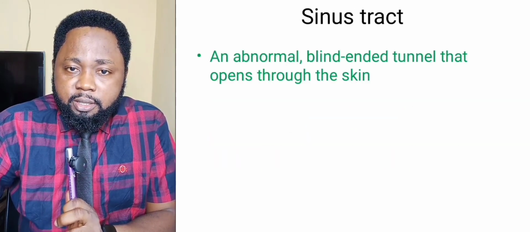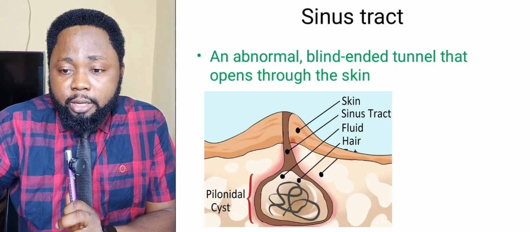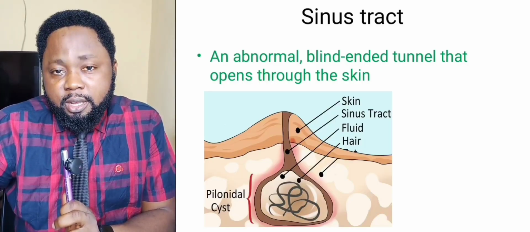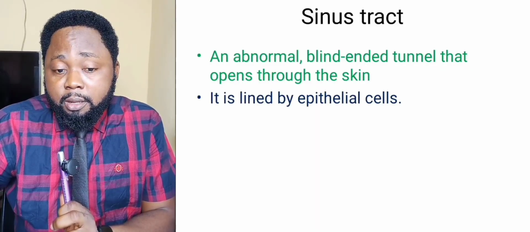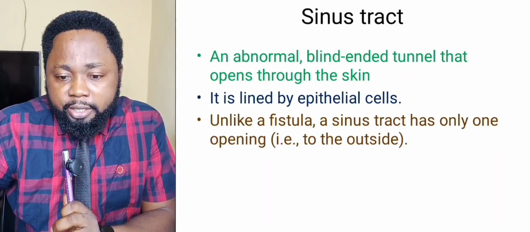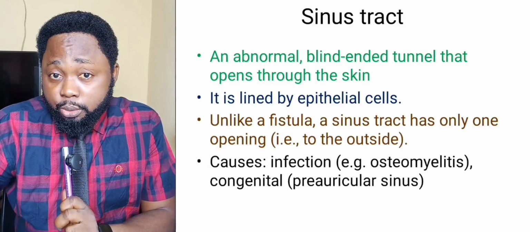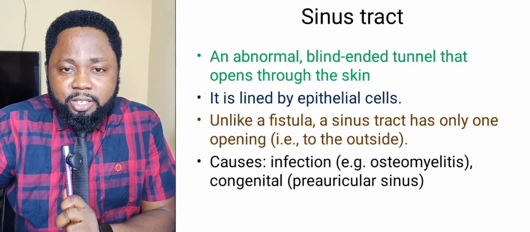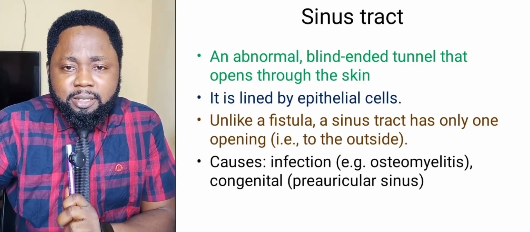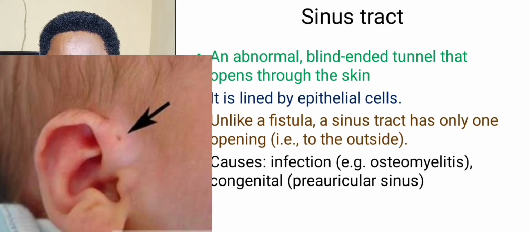Another terminology is sinus tract, which means an abnormal blind-ended tunnel that opens through the skin. Of course, it's lined by epithelium, but unlike a fistula, a sinus tract has only one opening. That is, it opens only to the outside. Examples include those caused by infection, such as found in osteomyelitis, where you find a discharging sinus, which is one of the classical features of osteomyelitis. It could also be congenital, as in preauricular sinus.